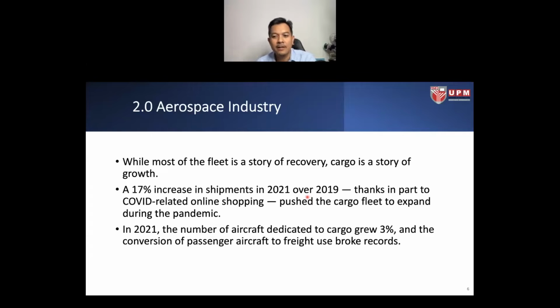And thanks in part to COVID-19 related online shopping, which pushed the cargo fleet, because many of us started to actively do online shopping. I believe most of us are still doing it, and that's why it pushed the cargo fleet to expand in year 2021, right? So the number of aircraft dedicated to cargo has already grown by 3%, and the conversion of passenger aircraft to freight use broke all-time records.